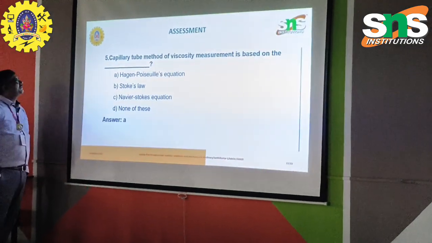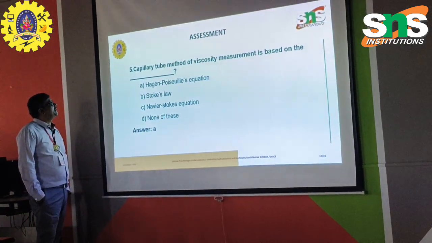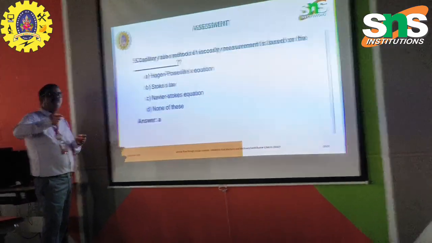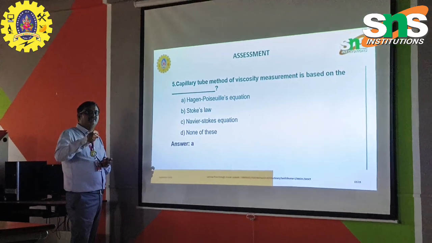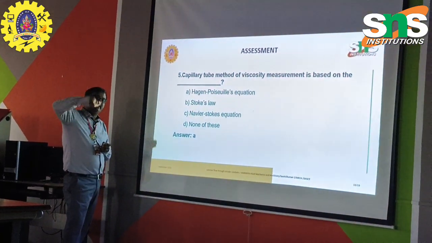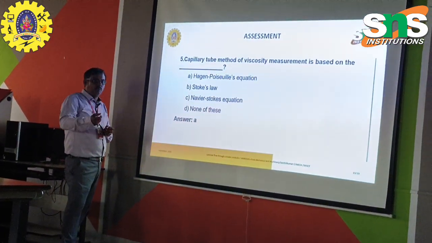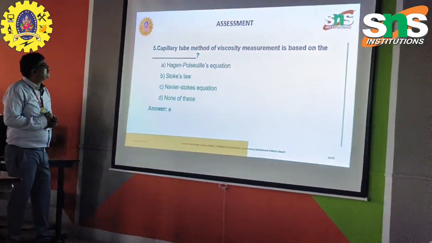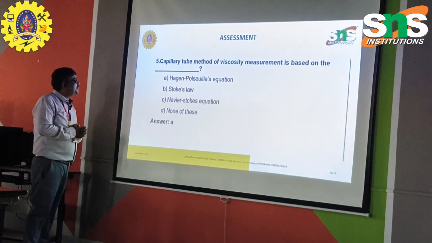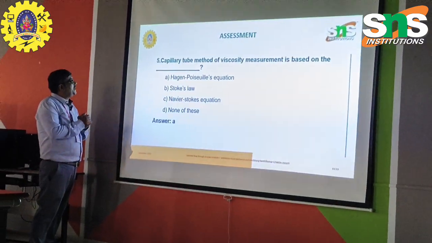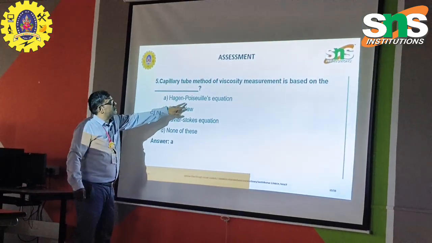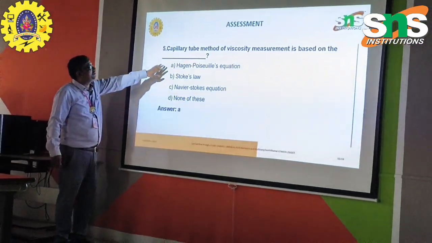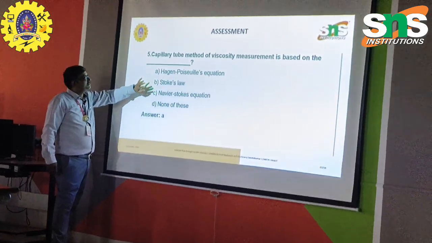So assessment, fifth question is fill up the blanks. Capillary tube method of viscosity measurement is based on the capillary. You know that when the fluid is rising in a pipe, that is due to the action of capillary. One meniscus joined with another meniscus and rising up in a tube, both the way. So the first answer is Hagen-Poiseuille equation. Second is Stokes law. Third is Navier-Stokes equation. Fourth is none of these. So the capillary is related with the Poiseuille equation that already we seen in the derivation part. So that is nothing but Hagen-Poiseuille equation. Next slide.